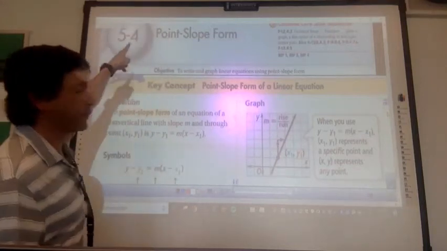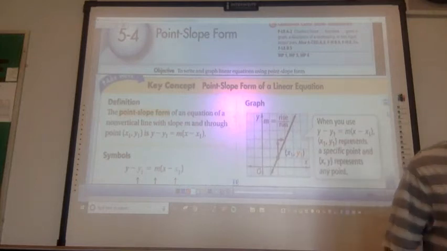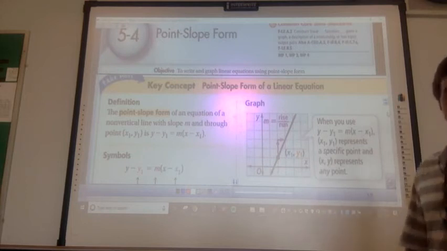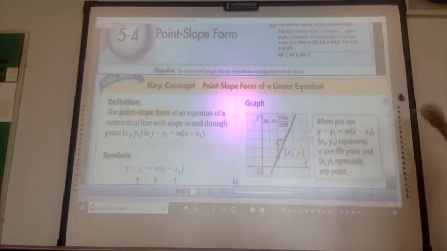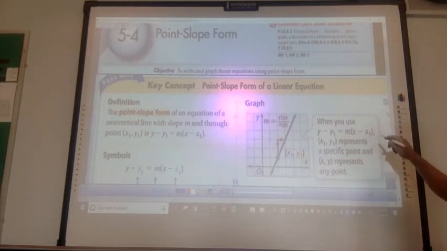Okie dokie, so 5.4 point slope form. That's what we're doing today. We're going to write and graph linear equations using point slope form. So point slope form is y minus y1 equals m parenthesis x minus x1.